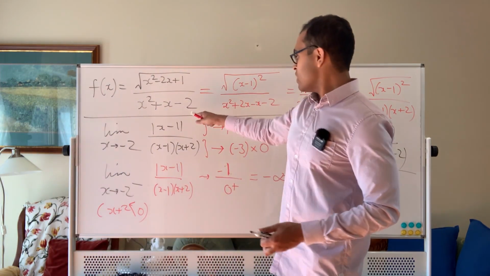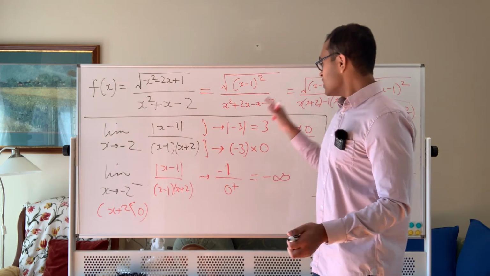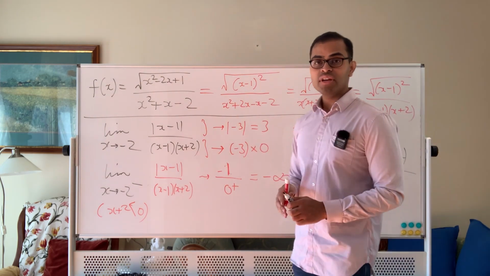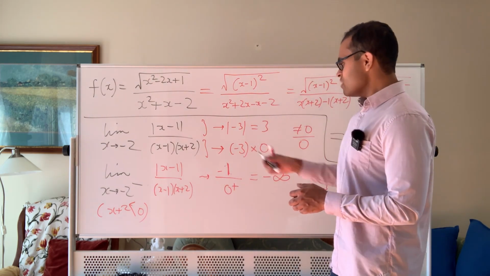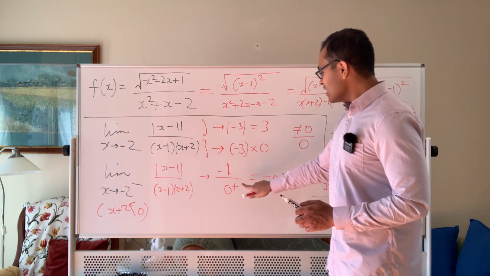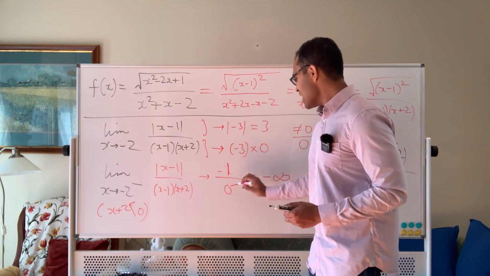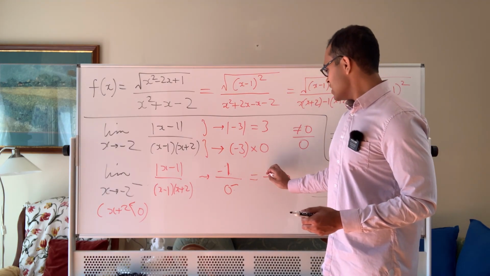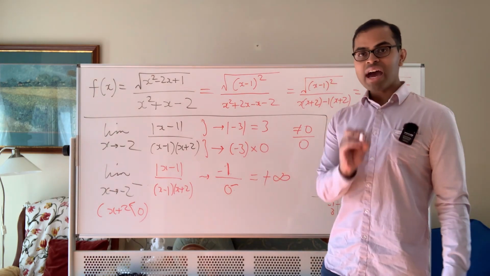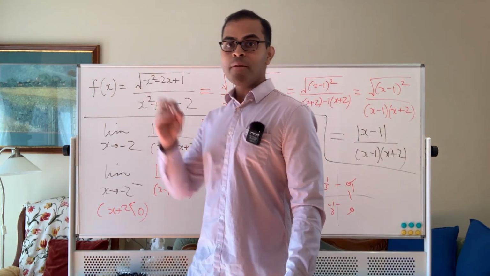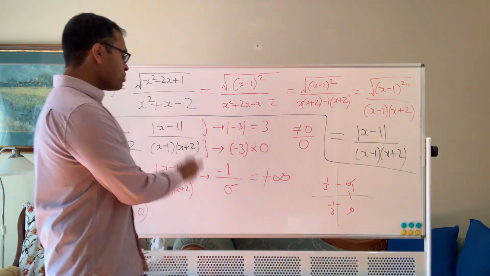The absolute value of x minus 1 and x minus 1 were non-zero. They were 3 over negative 3, which is negative 1. So you get a negative 1, but over a small number that is close to 0 but negative. So it's going to be 0 minus, and here we're going to get plus infinity, because you're dividing negative 1 by a small negative number, the negative signs cancel off, and you get plus infinity.